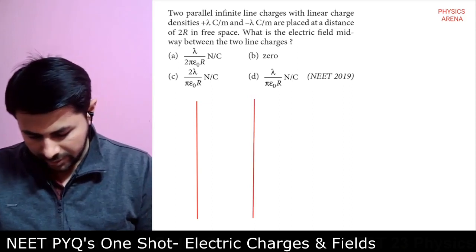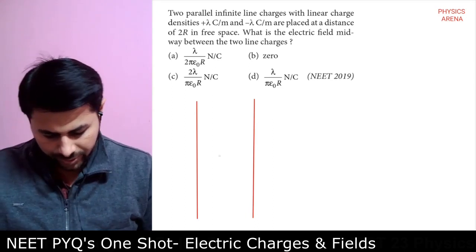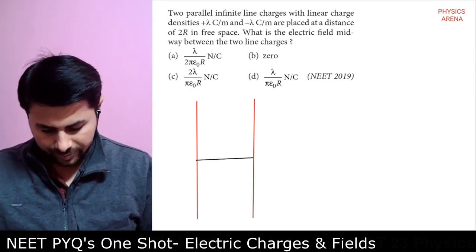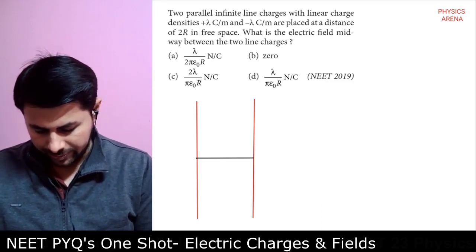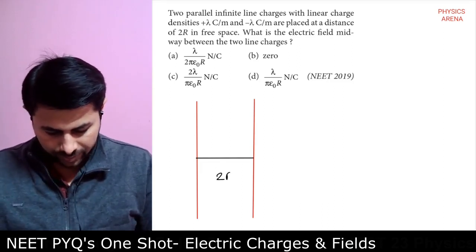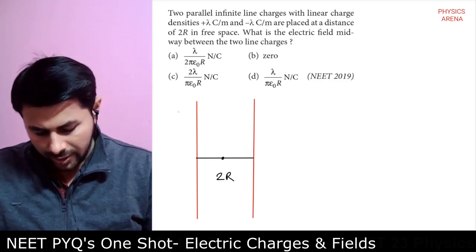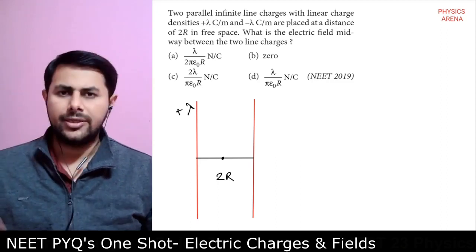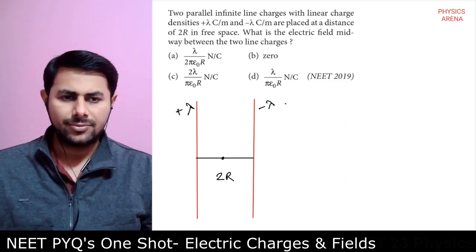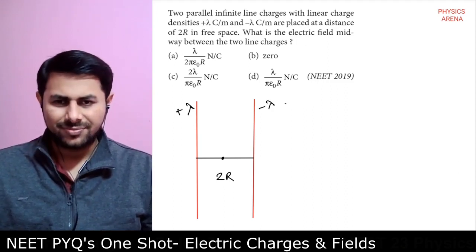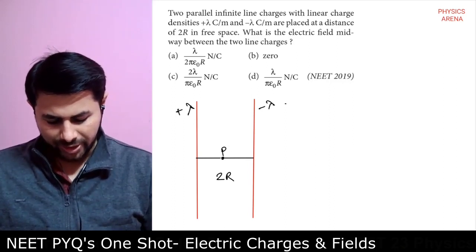And the distance between these two, how much is the distance between these two? It is 2 times r. So this distance is 2 times r. Okay. And you want the electric field at this point. So, for the first one, the linear charge density is plus lambda. For the second one, it is minus lambda. So can you guess? We want the electric field at this point, P.